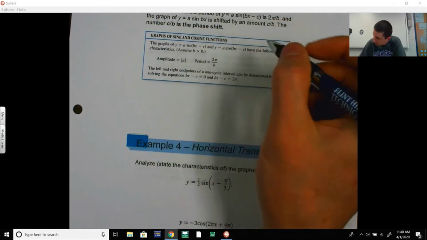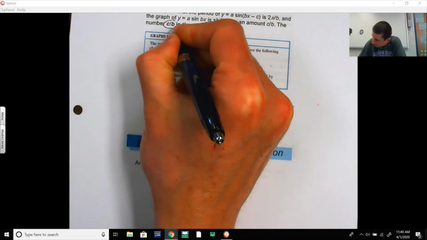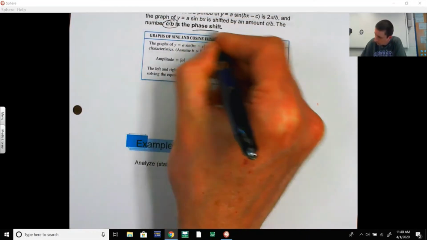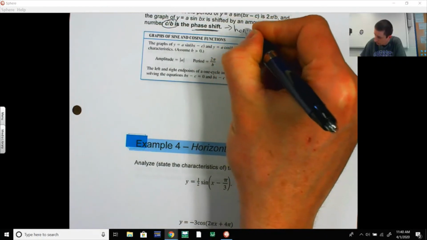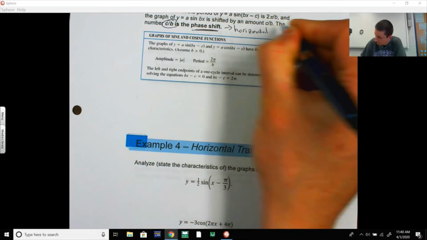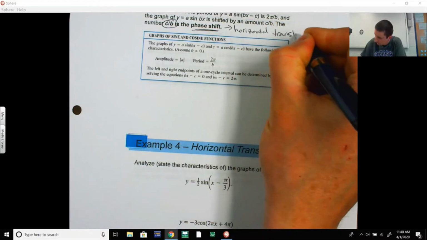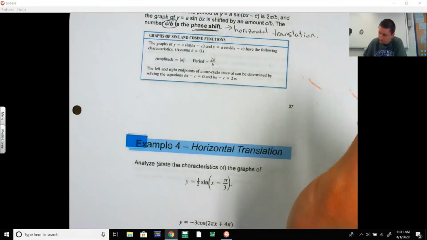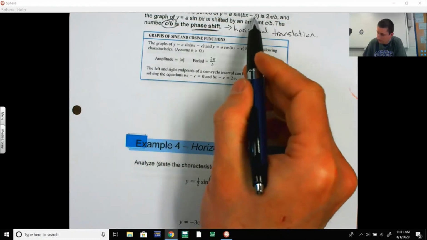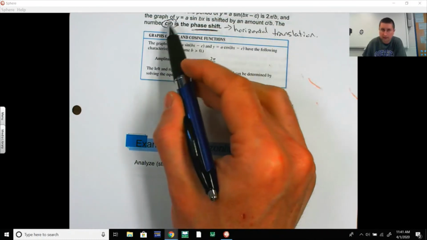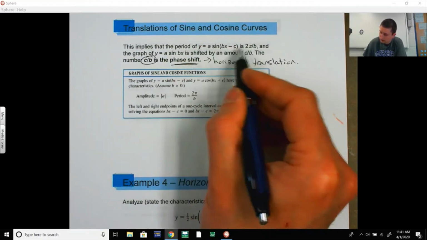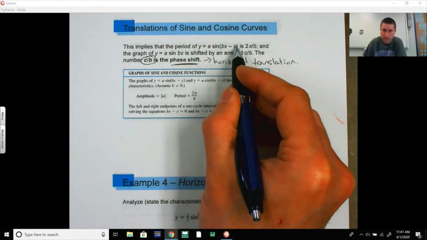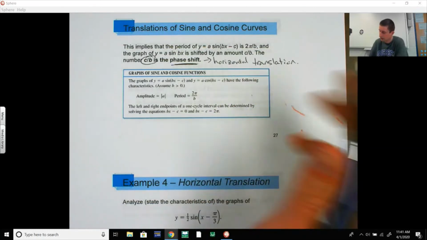Okay, oh, right there. The number C over B is the phase shift. So that is called a phase shift. That is a horizontal translation. So notice the formula has a minus C in there. So when you plug the C in, it is the opposite of whatever you see up here. Remember, things that happen on the inside are kind of backwards.